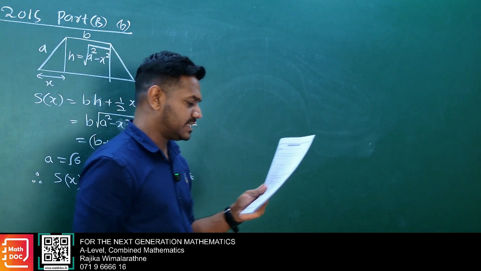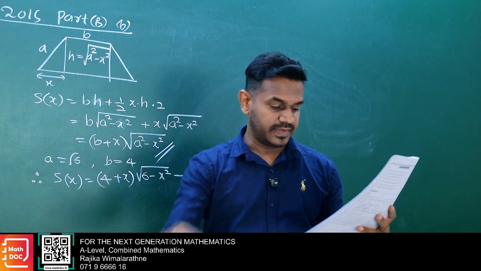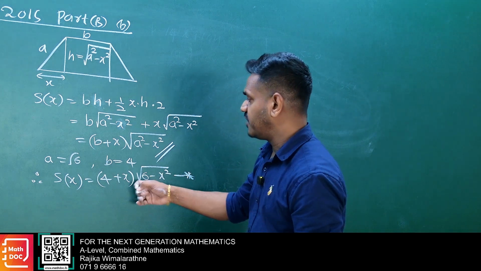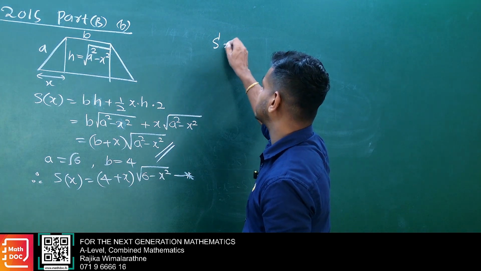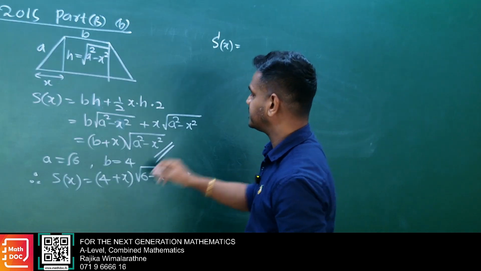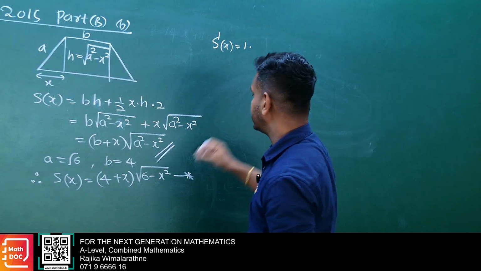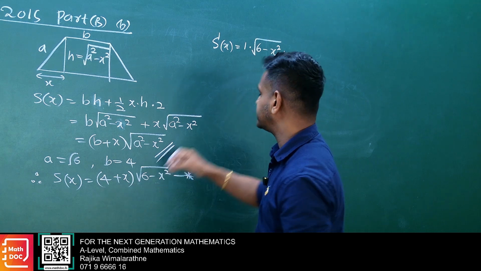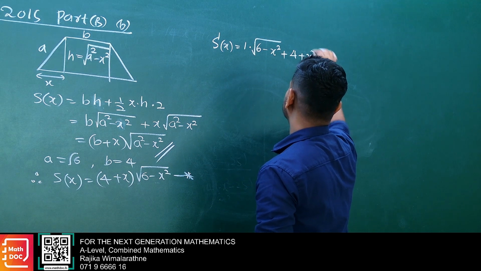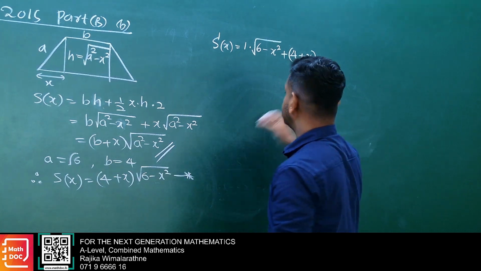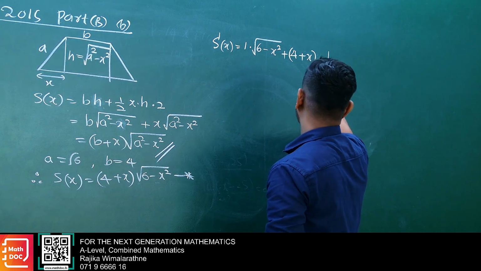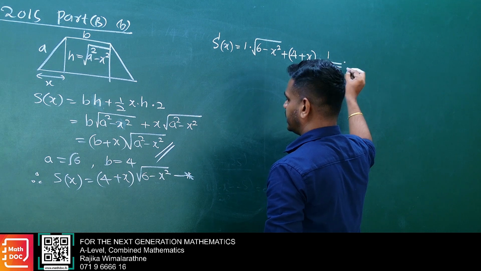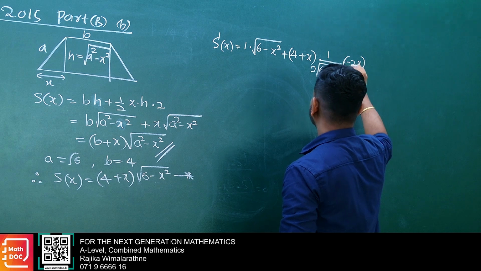Now S(X) is to be minimized. Then to minimize you have to differentiate, no? Just differentiate. Here we have a product. Then S dash X equals the derivative of 4 plus X, which is 1, into square root of 6 minus X squared, plus 4 plus X times, for the irrational square root function, 1 over 2 square root of 6 minus X squared times the derivative of X squared, minus 2X. Now simplify.